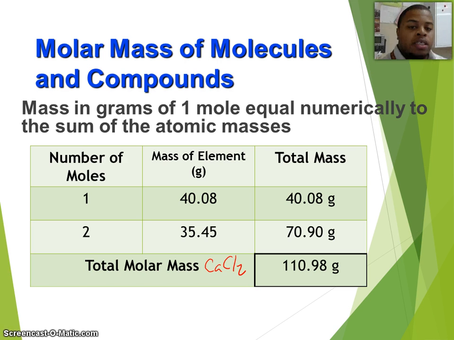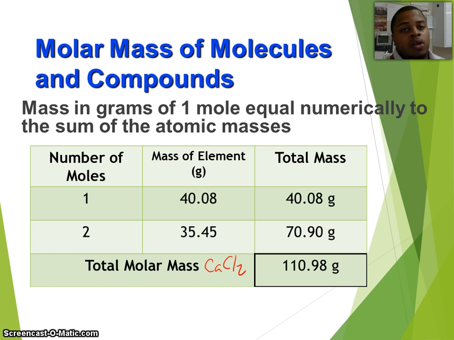So, with that being the case, I'm just going to go to my periodic table and find my masses. 40.08 for my calcium, 35.45 for my chlorine. Now, since I have more than 1 mole of my chlorine, I have to multiply it by the number of moles I have. I have 2, so I'm going to multiply the 35.45 times 2. This gives me a mass of 70.90. So 40.08 plus 70.90 gives me a total of 110.98 grams. This would be considered my molar mass for calcium chloride.